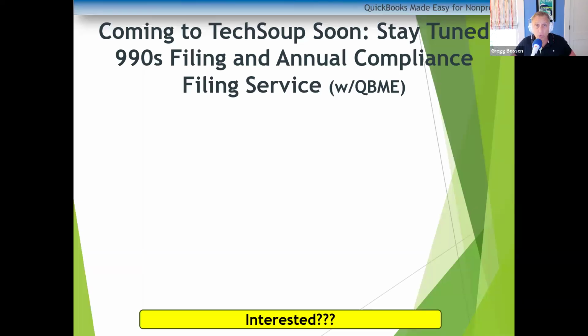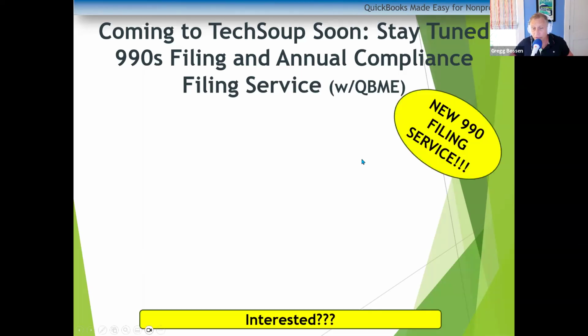So if you are looking for somebody to do a 990, most of the time they're either a bigger accounting firm that's charging too much, or somebody that doesn't really do 990s and they're charging you a few hundred dollars and it's wrong, or the worst is if you're trying to do it yourself. So TechSoup is going to start offering a 990 filing and annual compliance service, which means we will file the 990 for you. We'll file your state registration and your charitable solicitation, all three of those things. So it's a new filing service.